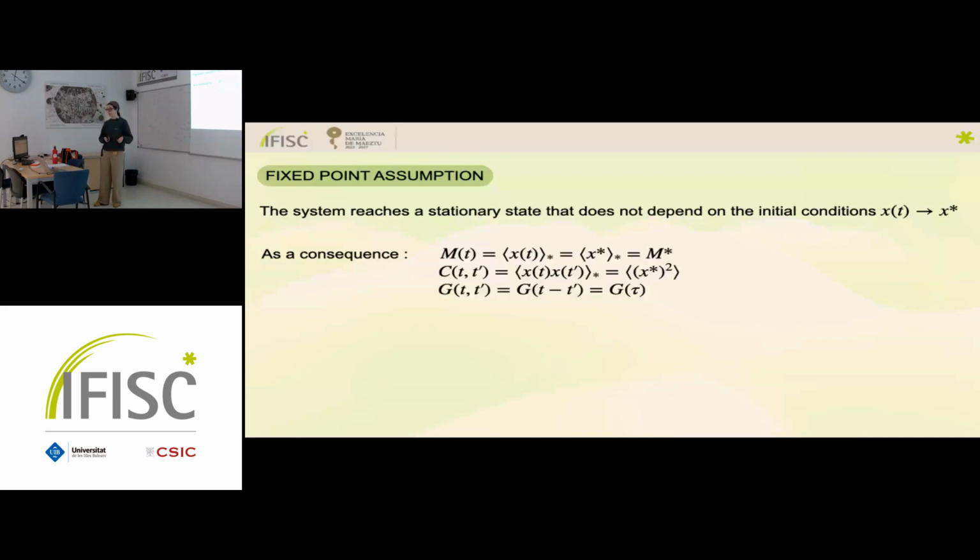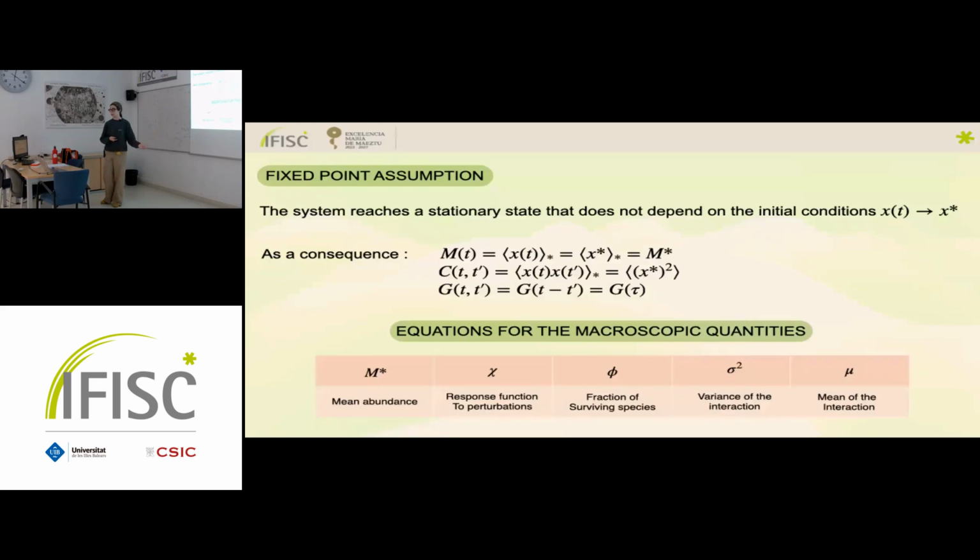So we are at the point in which we are able to find the famous system of equations that we wanted. I'm not going to write the system of equations here. I'm just going to say what the macroscopic quantities we care about are. We have M, which is the mean abundance of a species in the population. K, which is the response function to perturbations. Phi, which is the fraction of surviving species. Sigma square, which is the variance of the interaction, so the strength of the interaction. And mu, which is the mean of the interaction.